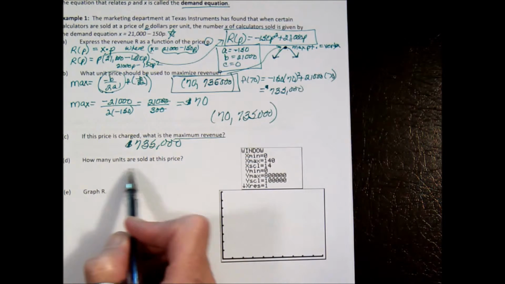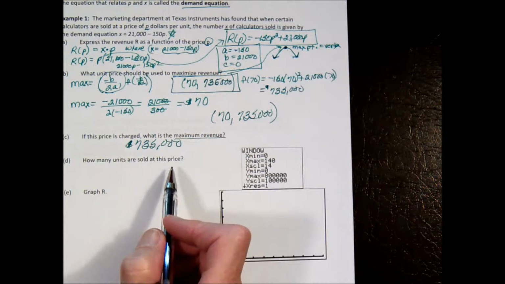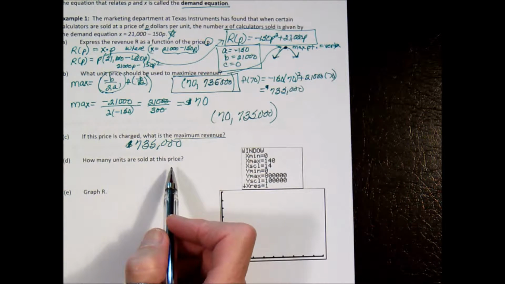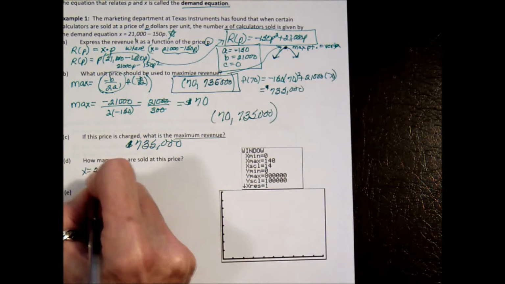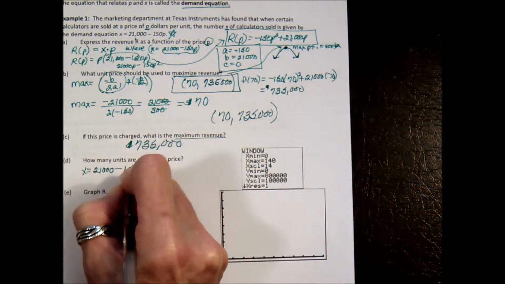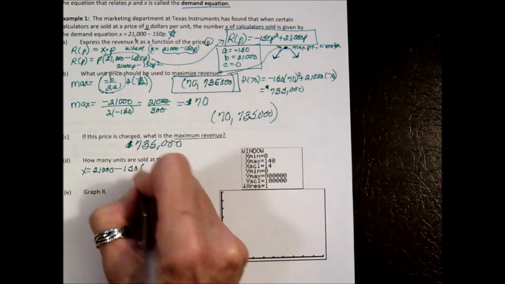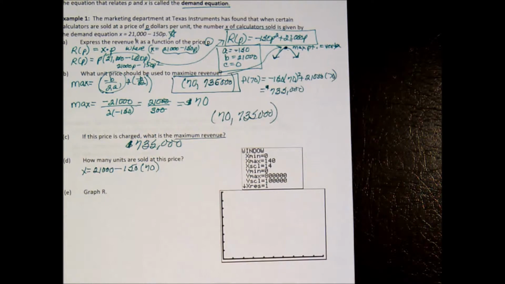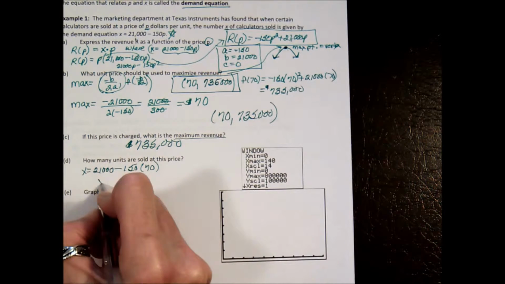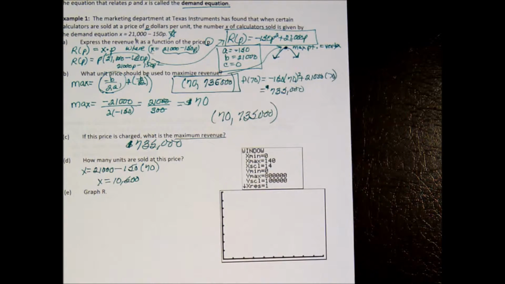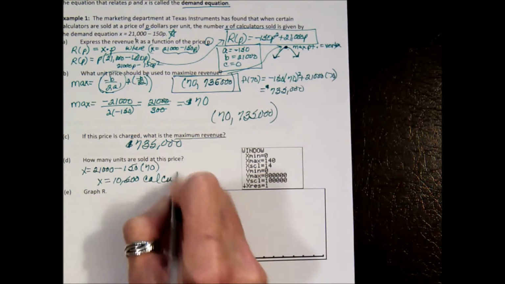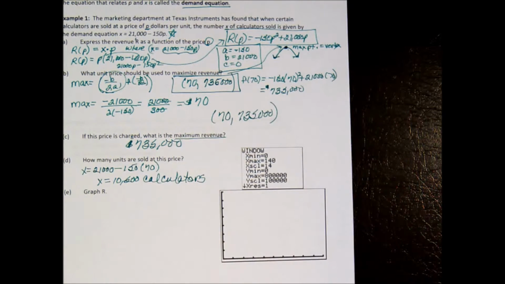D says, how many units are sold at this price? Well, what letter represents what variable? The units sold. That would be X. Don't we have a formula for X? Going clear back up here to the top. X is equal to 21,000 minus 150 times whatever we said was the maximum price that will get us the best revenue, which is 70. Again, a calculator problem. And you get 10,500. That's how many calculators will be sold if you charge $70 and maximize your revenue. Now it says graph R.